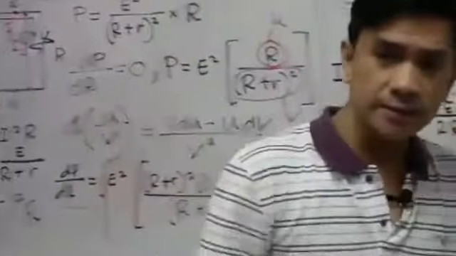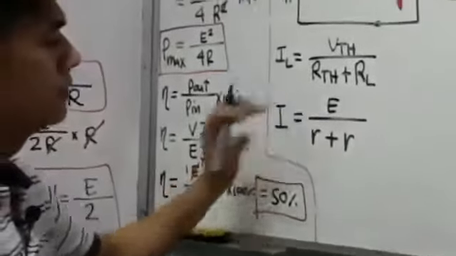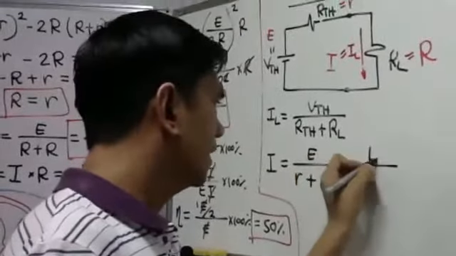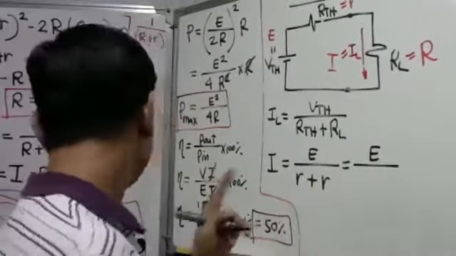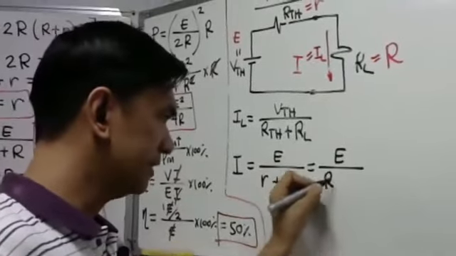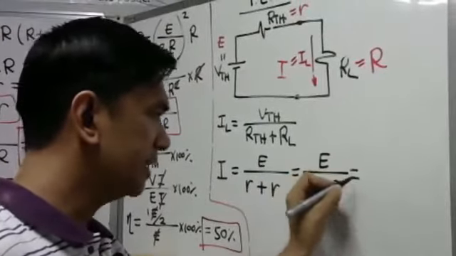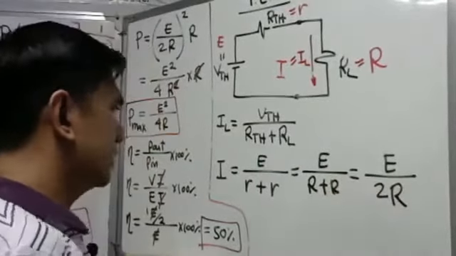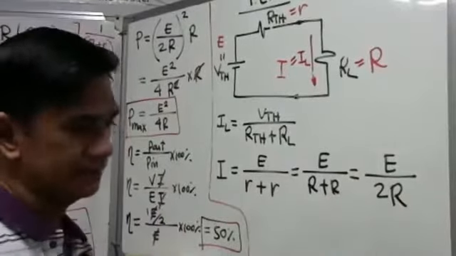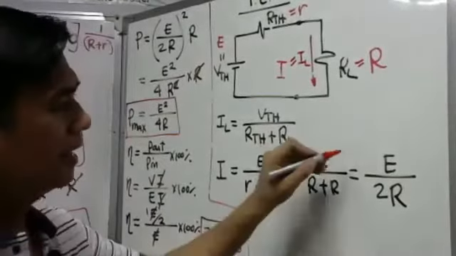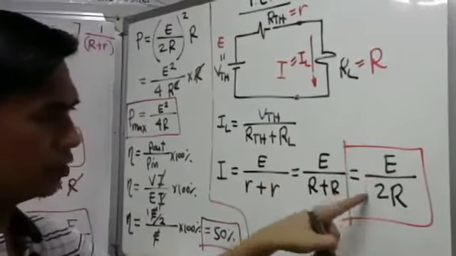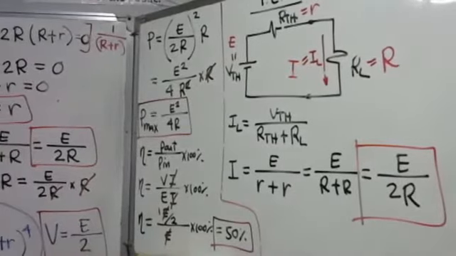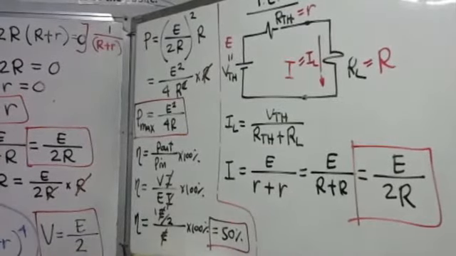So, let's go over here. Let us simplify this one. We have E, then since the small r is equal to the big R, it is R plus R. So once again, this is our E over 2R. This is the equation for our current at maximum power transfer: E over 2R. So that is the relation.